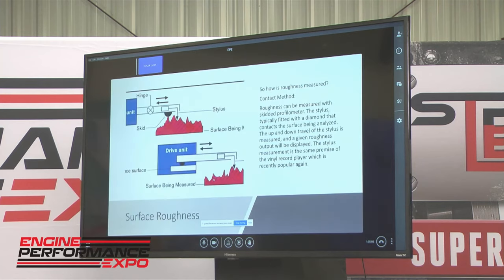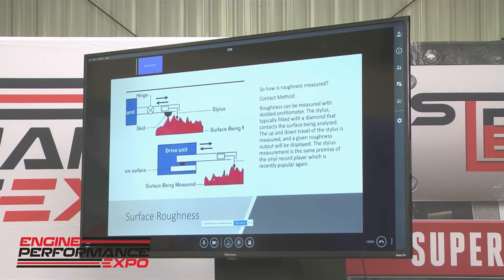So moving on, how is roughness measured? Well, in the contact method, which most of us are going to measure with, especially in the production environment, roughness is measured with a skidded profilometer. That means that the drive unit and the stylus, typically fitted with a diamond that contacts the surface to be analyzed, is actually on the part. We all talk about the SJ201 or the 210; Lake and the team move a lot of that product. That's a skidded instrument that lays right on the part you're measuring in the cylinder. The drive mechanism and the stylus are in contact. As that thing pulls back, that little diamond is measuring up and down.